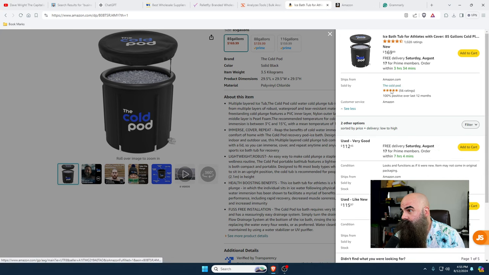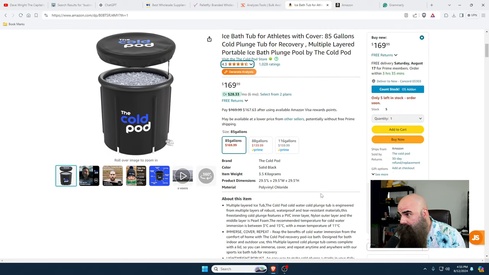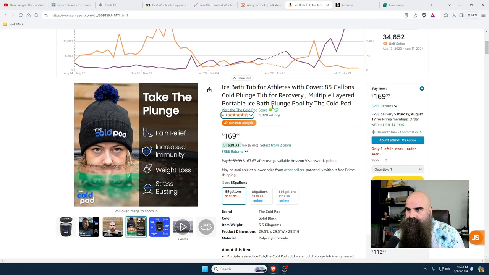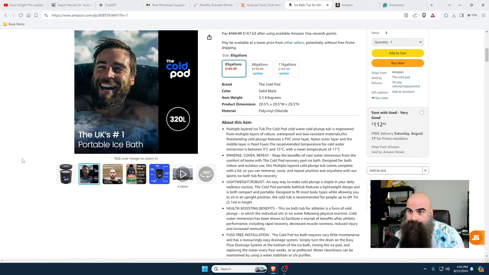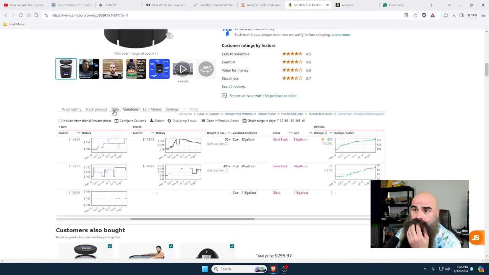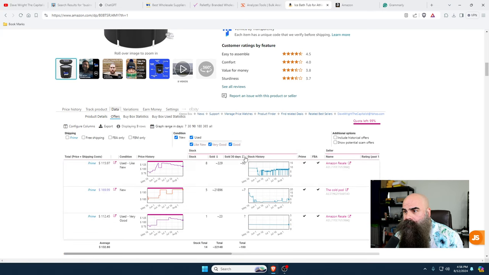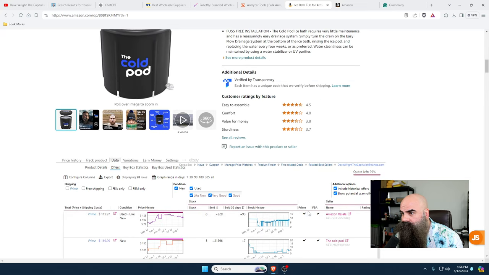There's a lot of used ones on here. Cold pod and cold pod store. Okay, I'm glad that we came to this. So see this? There's no IP complaint, but this is cold pod store versus the cold pod sold by. So if you come down here and you go to your data, and you look at buy box statistics, pretty much they control this. And you can even look at offers a lot of times and see that, like, when you see an offer that's somebody else.